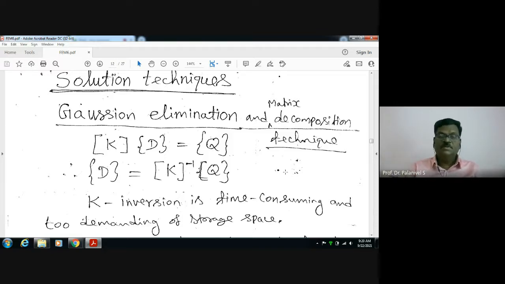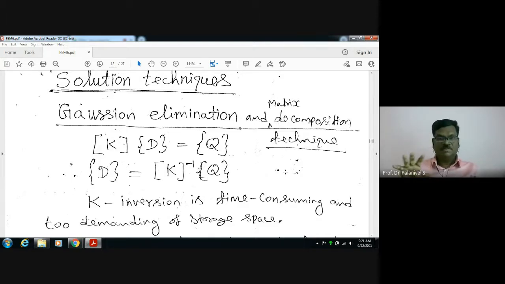Instead, what we do, we go for matrix decomposition techniques. What is meant by matrix decomposition? See, the matrix has a topology, a composition, called the topology of the global stiffness matrix. I am going to change its composition. It means decomposition. I am going to convert that into an upper triangular matrix. That is called a decomposition technique.